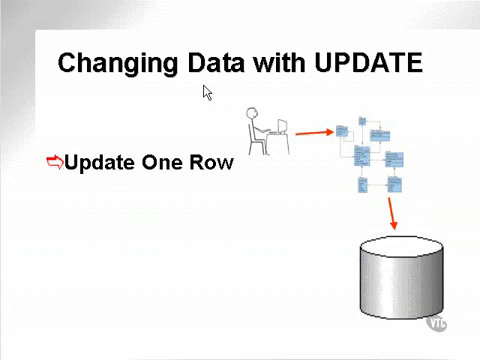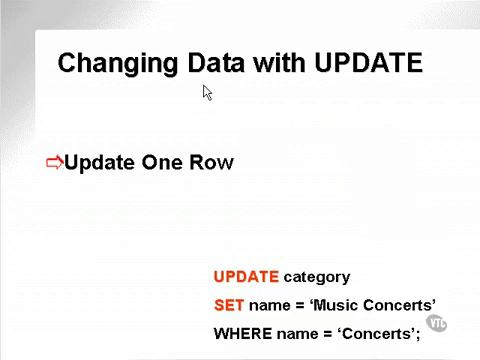Changing data with the update DML statement. We can update a single row, as shown in this example, where I'm going to update a category called concerts and change it to music concerts.